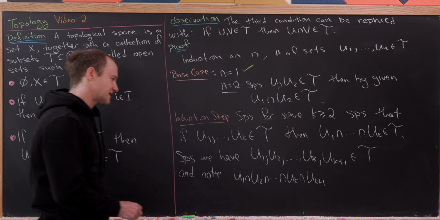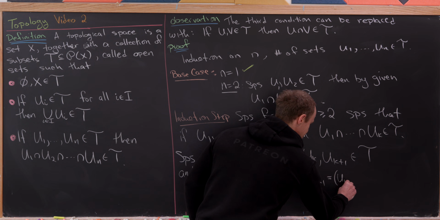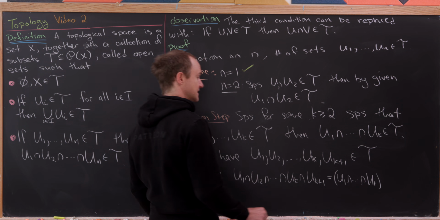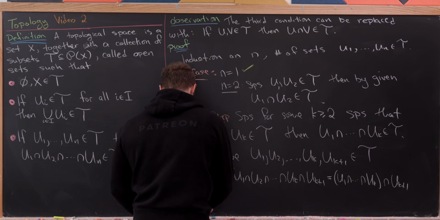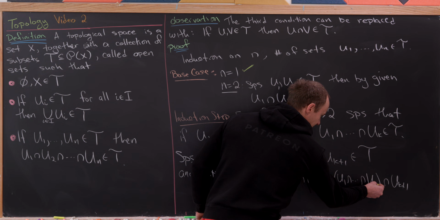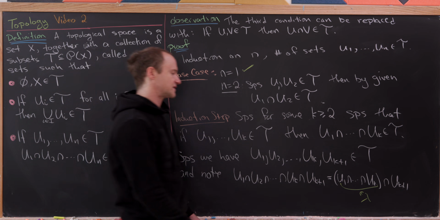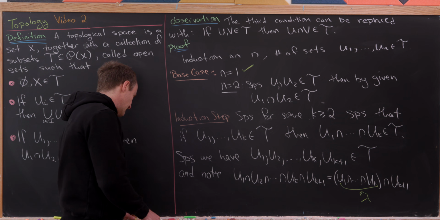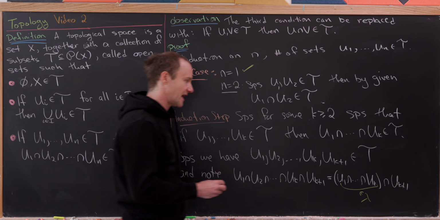But then what I'd like to do is take that and write it as the intersection of U1 up to Uk in parentheses, and then that intersected with U(k+1). And now let's observe that this intersection up to k is an open set. In other words, it's in T by the induction hypothesis. And then, well, if that's in T, we can think of it as a single set.